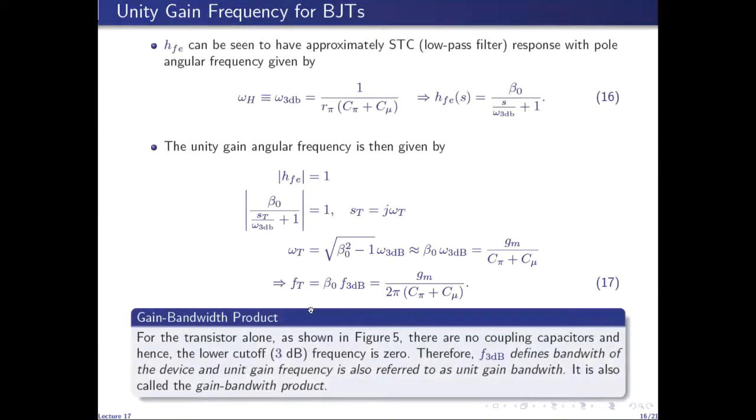So if we look at this expression here, we can see that the unity gain frequency is given by the magnitude of the current gain in the midband times the 3 dB frequency. Now, the 3 dB frequency actually defines the bandwidth, because it is equal to the higher cutoff frequency. In this case, it defines the bandwidth of the device.